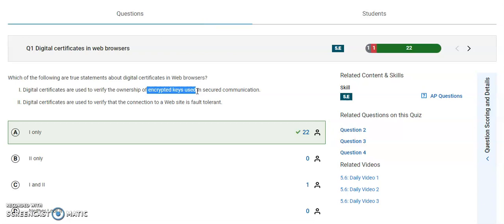We just verify, is this the public key that you have on file? A little bit easier to talk about them as digital certificates. When it comes to being fault tolerant, that has nothing to do with digital certificates, unfortunately. That is a situation where we try to have a quote-unquote backup plan in case part of the internet shuts down or breaks. The rest of the internet is still capable of running and making all those connections.